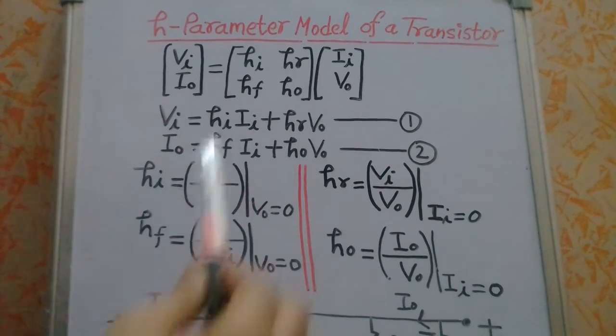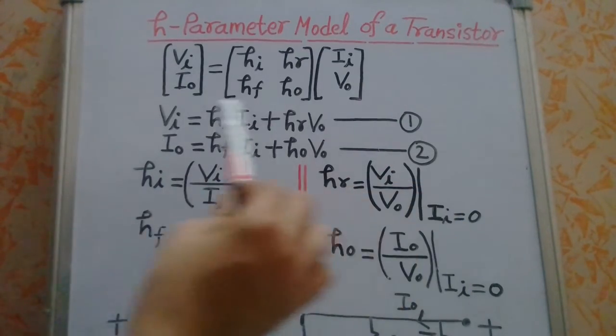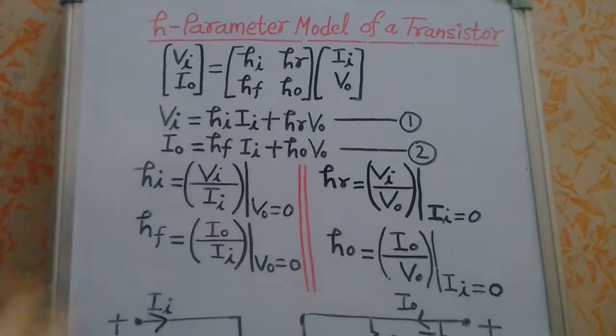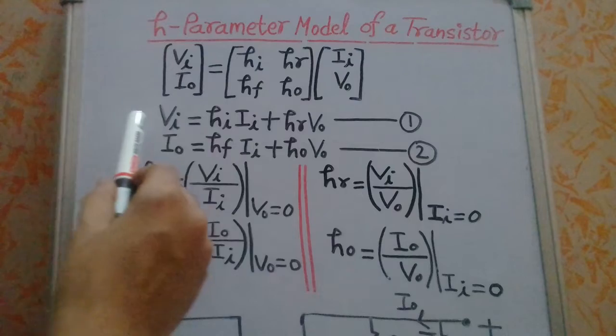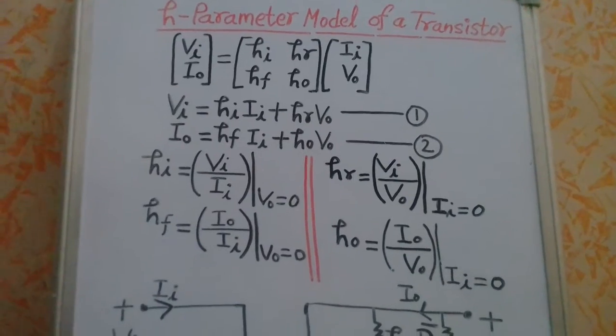That means to represent this equation number 1, you will have to make a loop, and in that loop when you apply Kirchhoff's voltage law, you will get this equation number 1 that I am going to draw now. See how? See here.